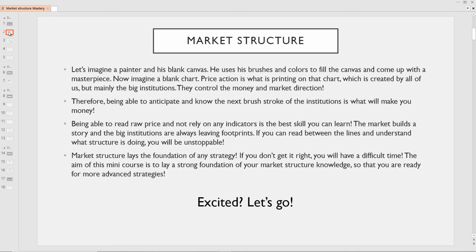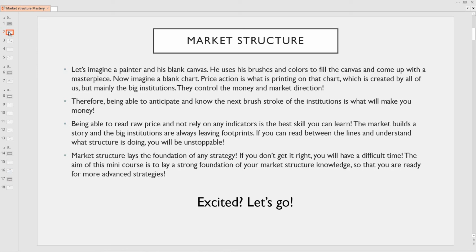If you don't understand market structure, you will have a really difficult time. Because if you just base your trades on indicators, cool, it might work out. But do you really understand what is happening? Because indicators are built from the price, from the market structure, from the price action. They take the data from the chart and then they make it into an indicator. And this is what I don't like about indicators, because if I can read raw price, then I don't need that indicator, because I know if a market is oversold or overbought just by looking at the chart.